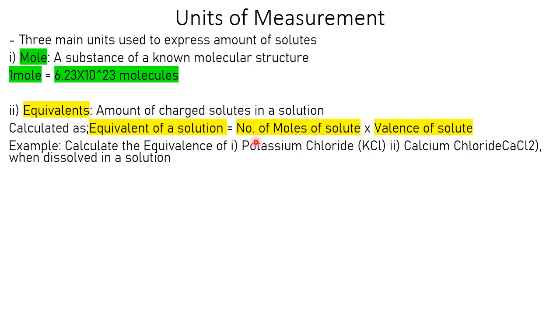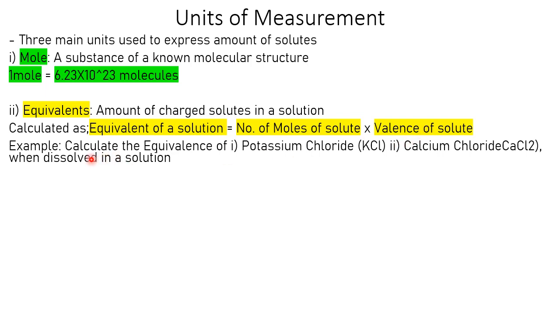Then the next unit of measurement is known as equivalent, which is the amount of charged solutes in a solution. When you get a solute and dissolve it in a solution, it will dissociate, and when it dissociates, it will produce what? Ions or charged particles. So the amount of charged particles in that solution is what we term equivalent. It is calculated using this formula. Equivalent of a solution is equal to number of moles of that solute multiplied by what? Multiplied by the valency of the solute.